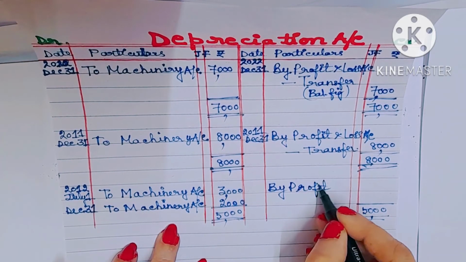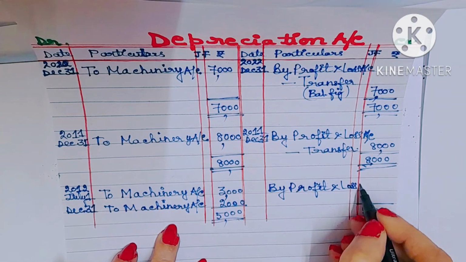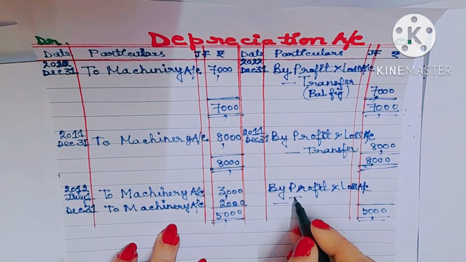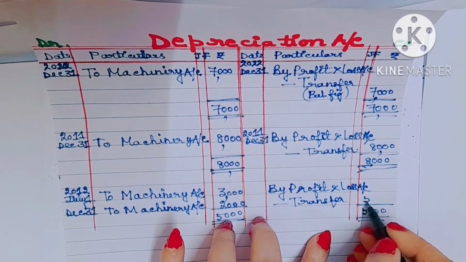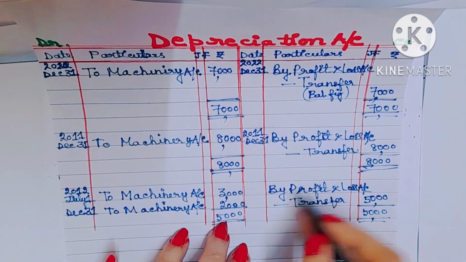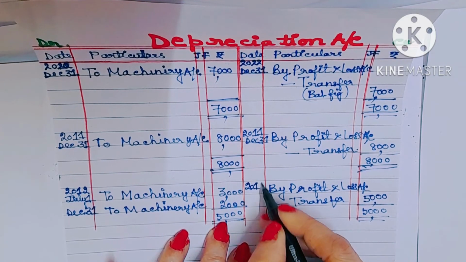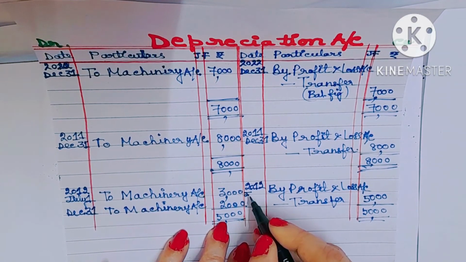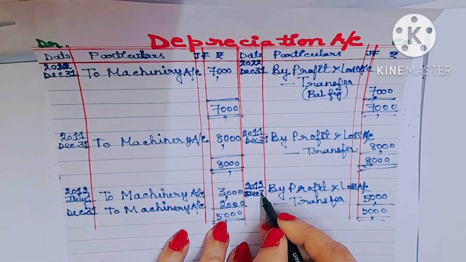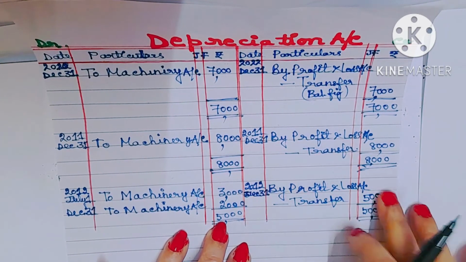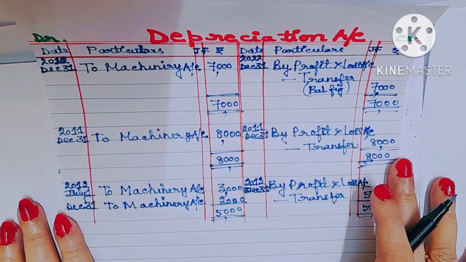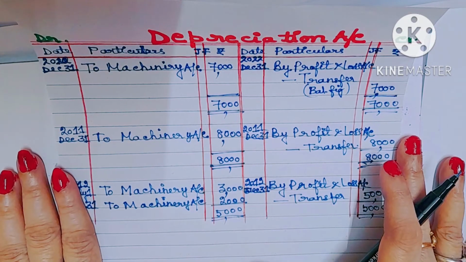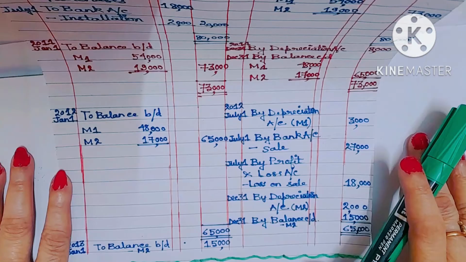Profit and loss account transfer 5,000. Date is 2012, same date, December 31st, year ending. Understood? So this is how we prepare machinery account and depreciation account. Understood? I hope you understood.